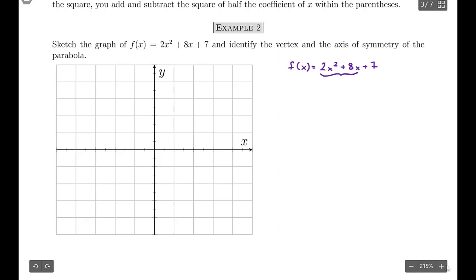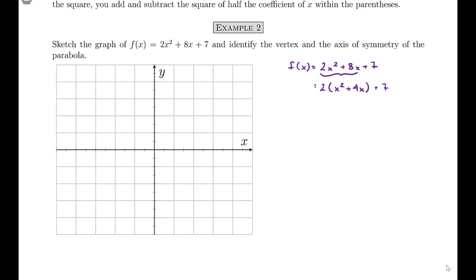These first two terms have a factor of 2 in common. I know they both have an x in common, but we want to leave the x's alone. We want to keep this in x squared. So let's factor out a 2. And so now we have x squared plus 4x plus 7. And I put that in parentheses now because I factored a 2 out of those two terms.